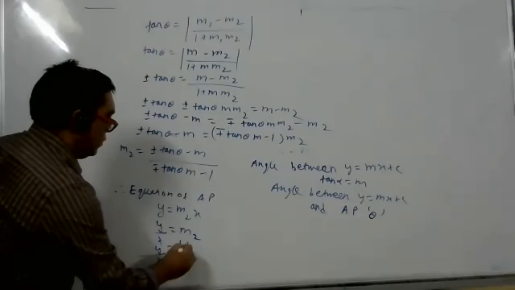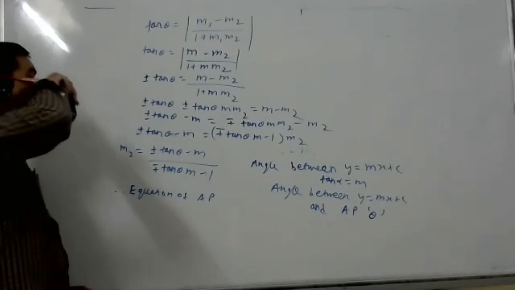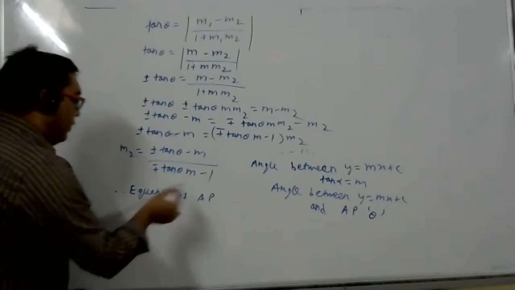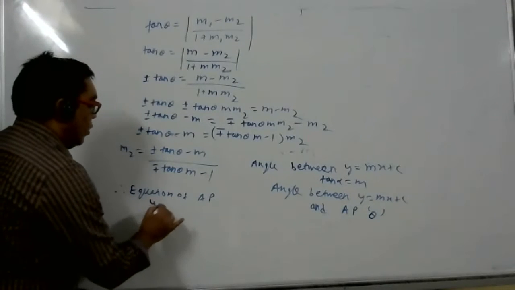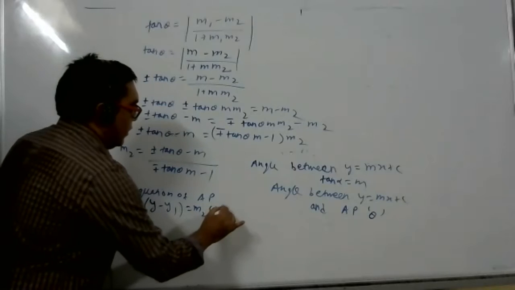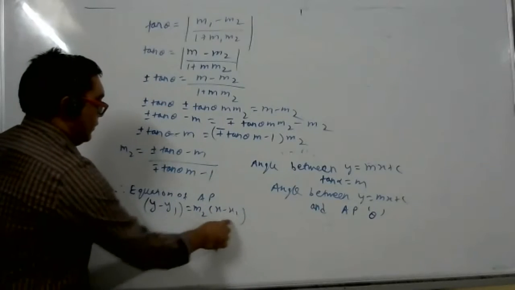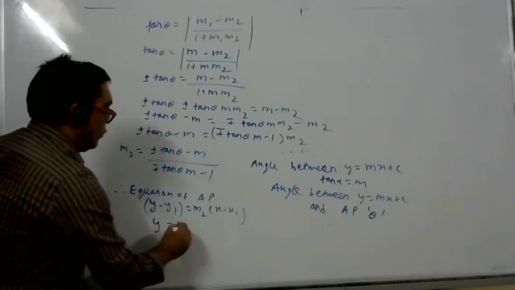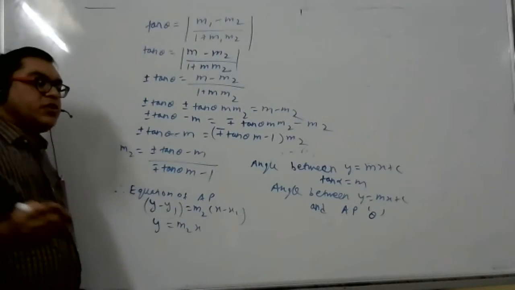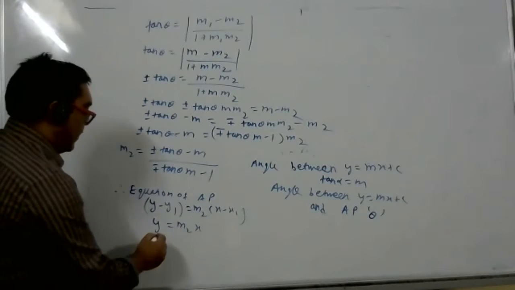Wait a minute, sir. How did you get y is equal to m2 x? Could you just explain that? We know the equation of any line passing through origin. If you don't know, okay, I will write. y minus y1 is equal to m2 times x minus x1. But what are x1 and y1, student? Passing through origin, what are x1 and y1? 0. So what will you get? y is equal to m2 x, na? Yes, sir. Directly, you know the equation of any line passing through origin is y is equal to mx. So substitute the m2 value, that's the answer.